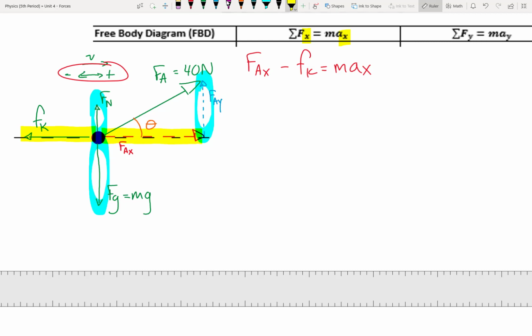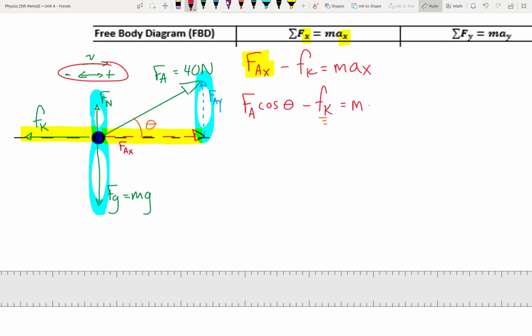And I'm also going to put in my expression for Fax, because we know that should be something we can find with the cosine function, because that red portion is adjacent to our angle. So Fa in the x direction, highlighted in yellow, that's Fa cosine theta, minus Fk. I could leave that as Fk for now, but we're going to have to substitute something in there. We showed that right at the beginning of this problem. Mu k times normal force is going to go in for that.